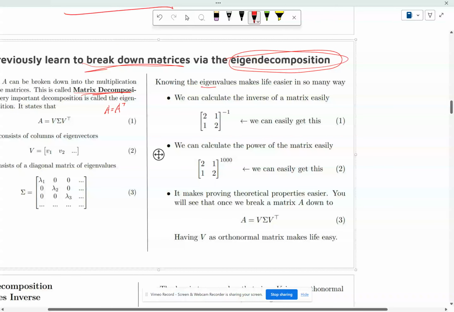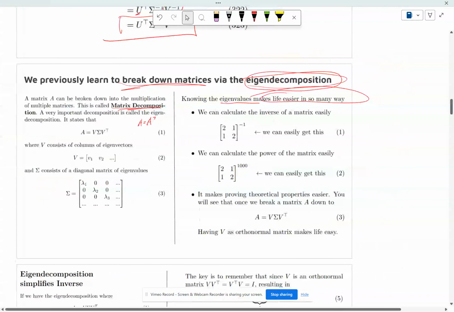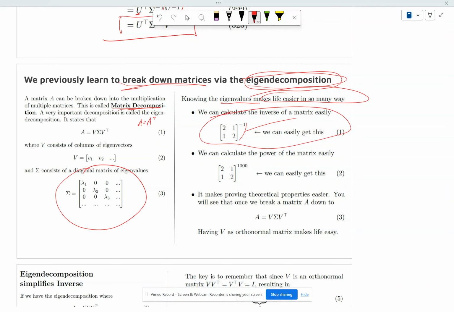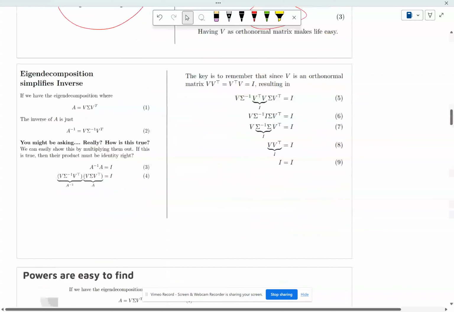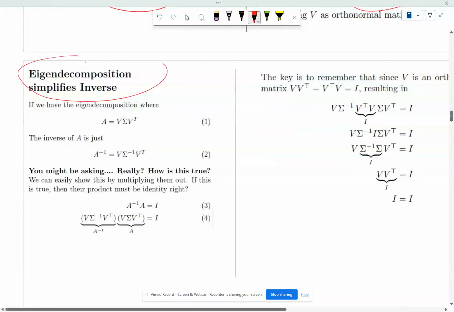Well, knowing the eigenvalues makes life easier in so many ways. Just because we have this diagonal matrix, I'm going to show you in a bit that we can make the inverse of this easy, the power of this easy, right? And a lot of theoretical things suddenly can be manipulated because of this. So let's first talk about inverse. How does eigendecomposition make inverse easier?